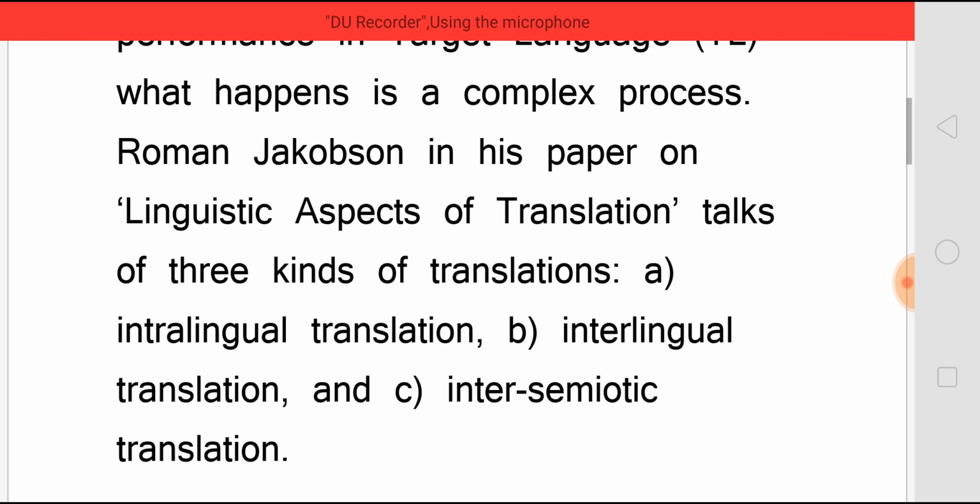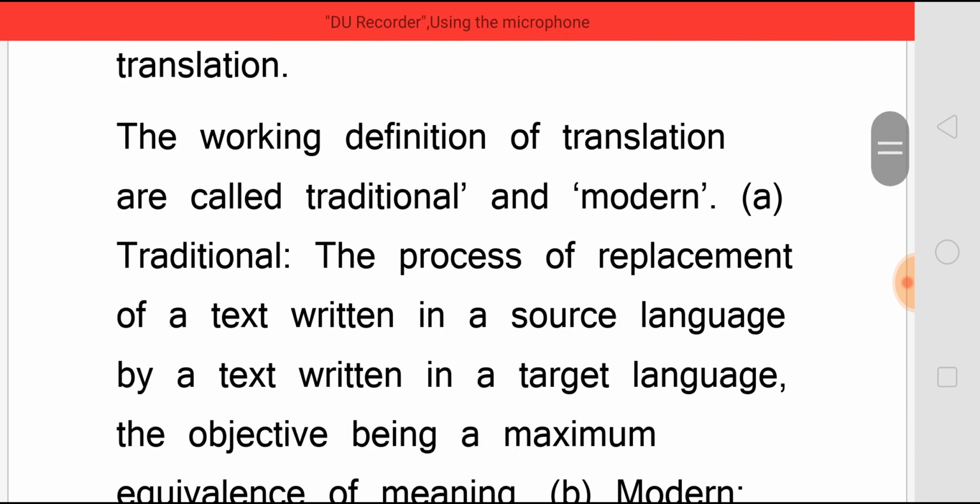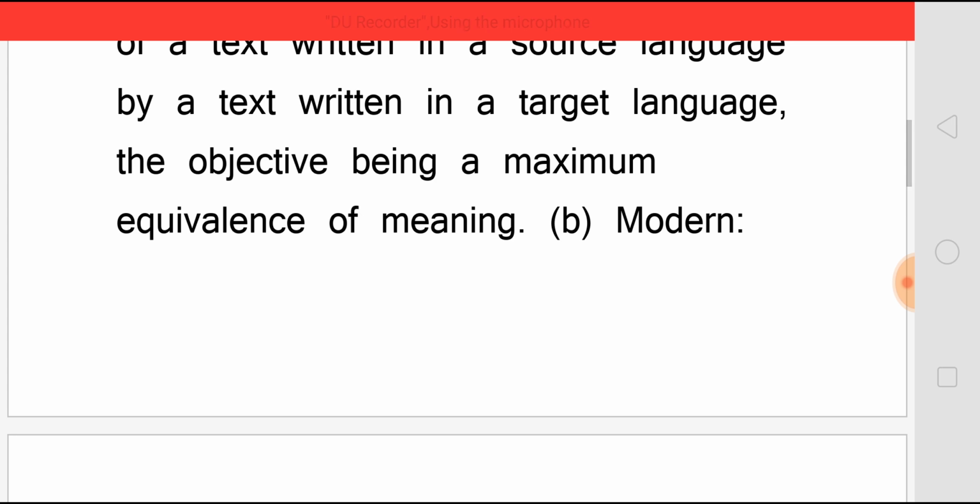process. Roman Jakobson, in his paper on linguistic aspects of translation, talks of three kinds of translation: intralingual translation, interlingual translation, and intersemiotic translation. The working definitions of translation are called traditional and modern. Traditional translation is the process of replacement of a text written in a source language by a text written in a target language, the objective being a maximum equivalence of meaning.